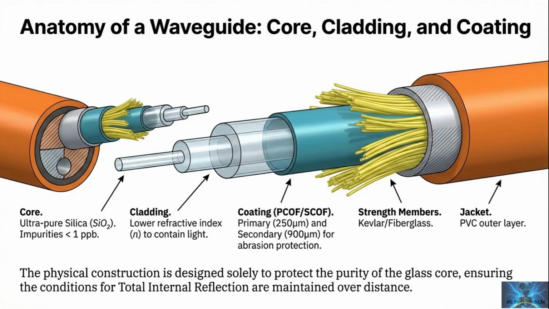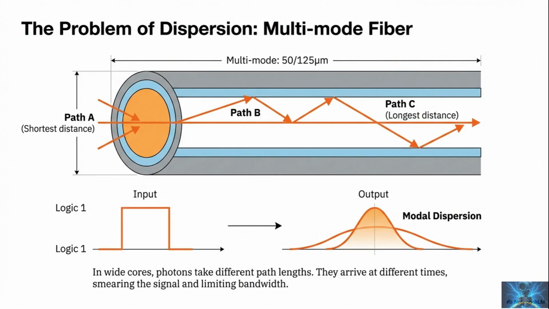These layers are not about guiding light. They exist to protect the glass from abrasion, moisture, bending stress, and crushing. The whole physical construction is designed to maintain two things: the purity of the core and the geometry that keeps light trapped.